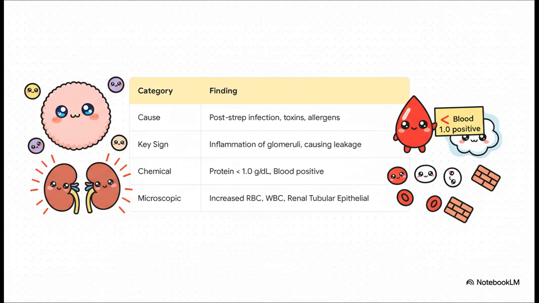Okay, case number 1, acute glomerulonephritis. The name says it all. Itis means inflammation. So this is an inflammation of that glomerular filter, and it's often triggered by something like a recent strep throat infection. Now look at the key findings here. The inflammation makes that filter leaky, so on the chemical strip, you'll see blood for sure. But notice the protein, it's pretty low, less than 1 gram. That tells you the main story here isn't about protein loss, it's about bleeding.